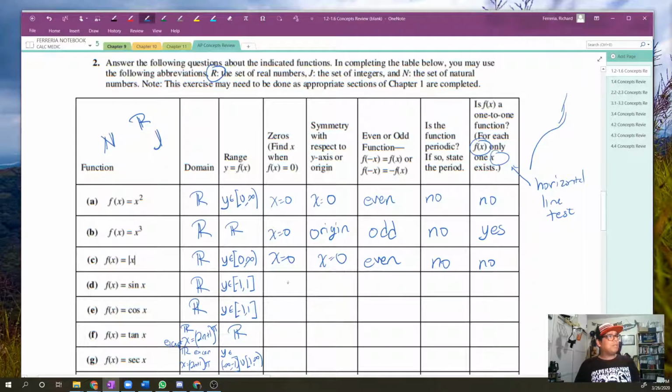Sine. Zeros happen at every multiple of pi. Every whole multiple of pi. There you go. Symmetry, this is symmetric about the origin. It's an odd function. Maybe I should have been consistent and said x equals 0. Let's do that. Is this even? Is this odd? Guess what? It is odd.